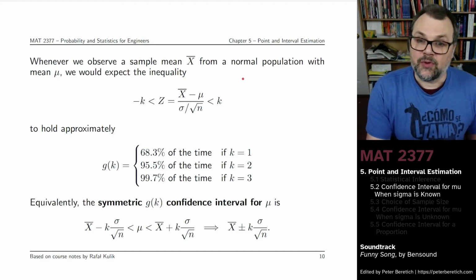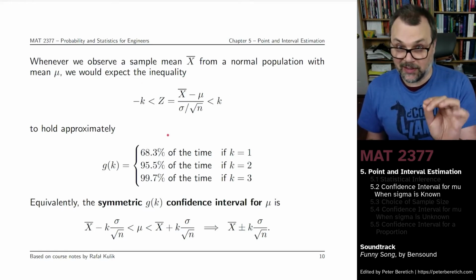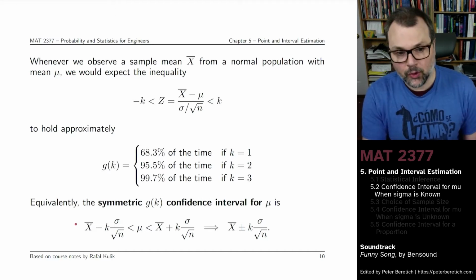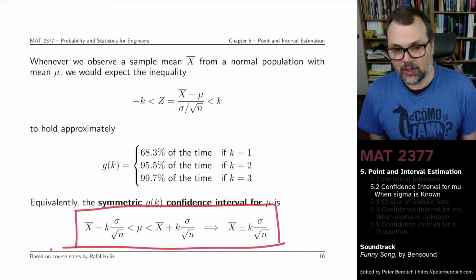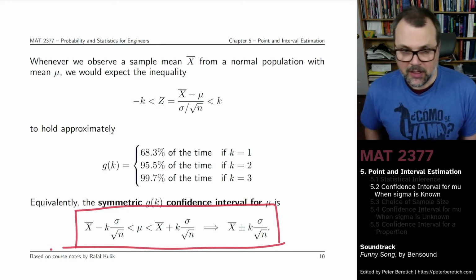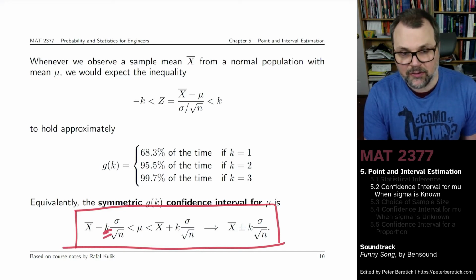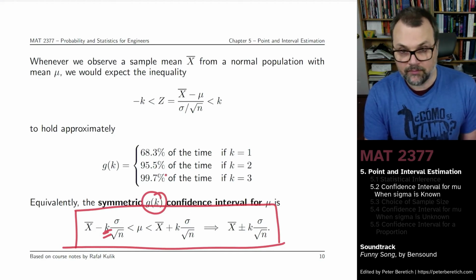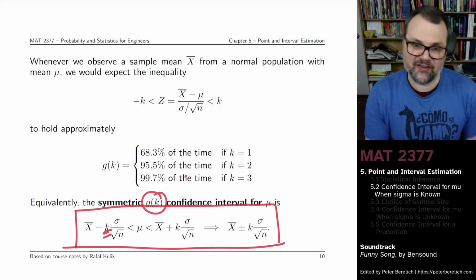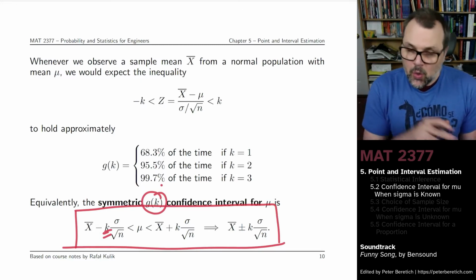Now, if you take this expression here and you solve for mu, the true mean that you're looking for, you're going to get a series of inequalities that we call the confidence interval for the mean. And it's a confidence interval that depends on the value of k, and the value of k gives you a different confidence level. Depending on if it's 1, 2, or 3, you will be 68.3% confident, 95.5% confident, 99.7% confident. What is this really saying?